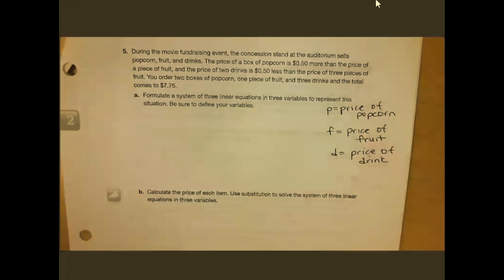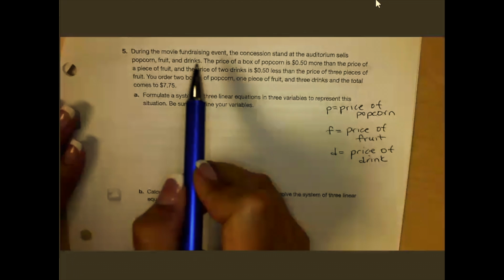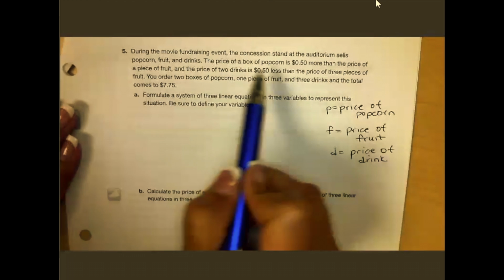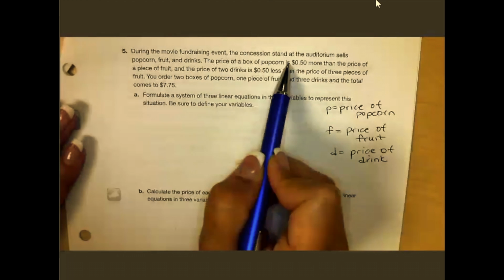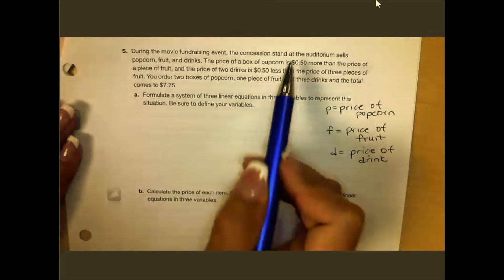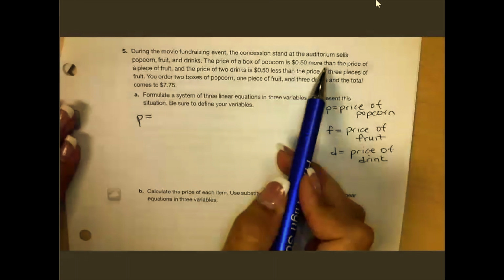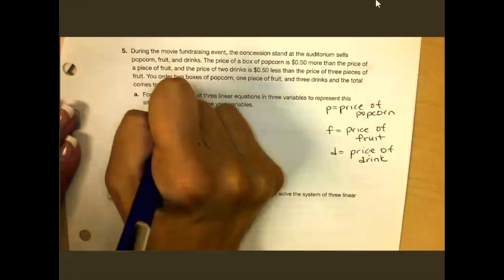All right, so now we're ready to come up with our 3 equations. Remember, if you have 3 variables, you need 3 equations. The first one's going to come from the price of a box of popcorn is 50 cents more than the price of a fruit. Is usually stands for equal sign. So here our popcorn is, so P is equal to 50 cents more than the price of the fruit. So the price of our fruit plus 50 cents.